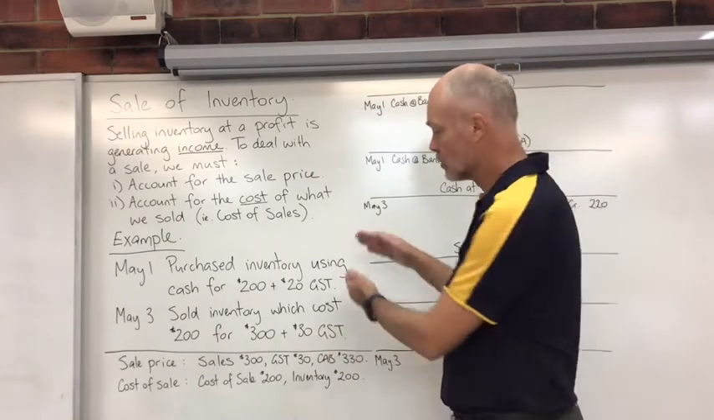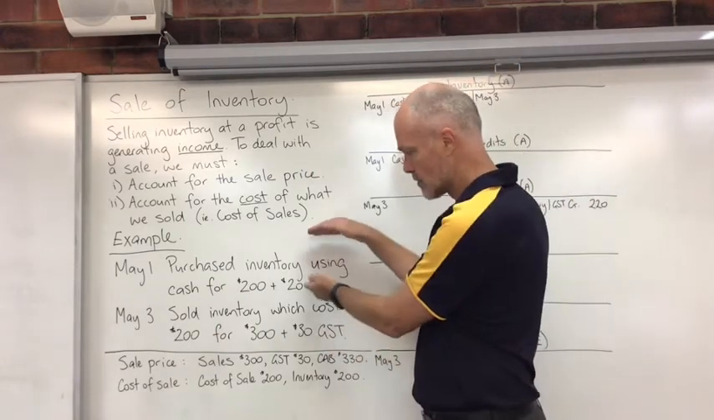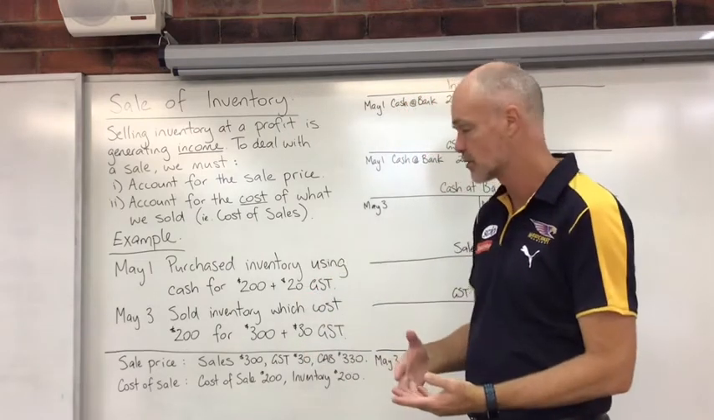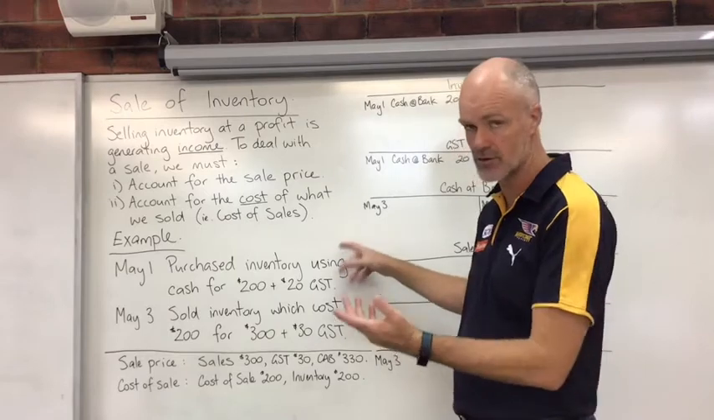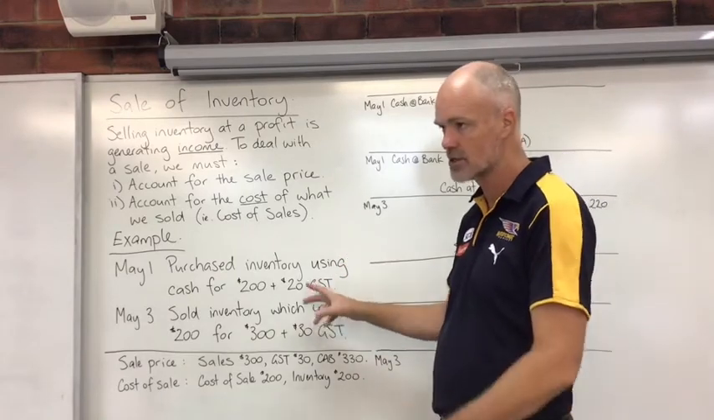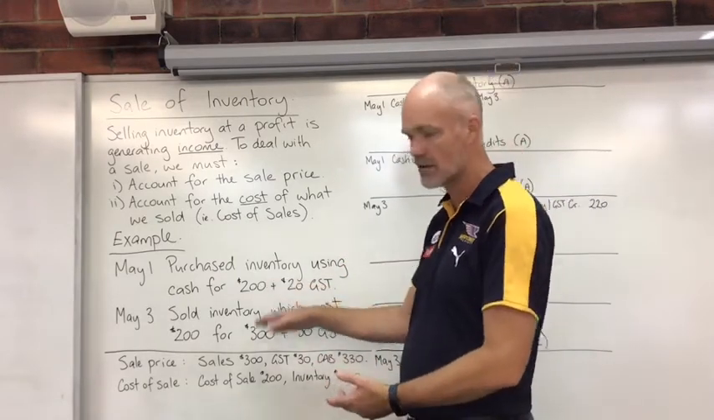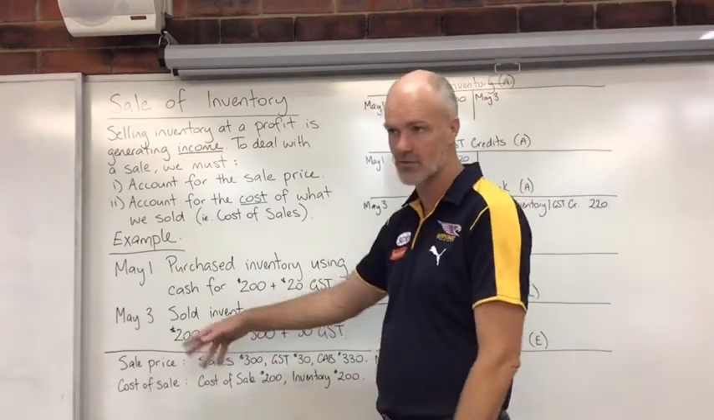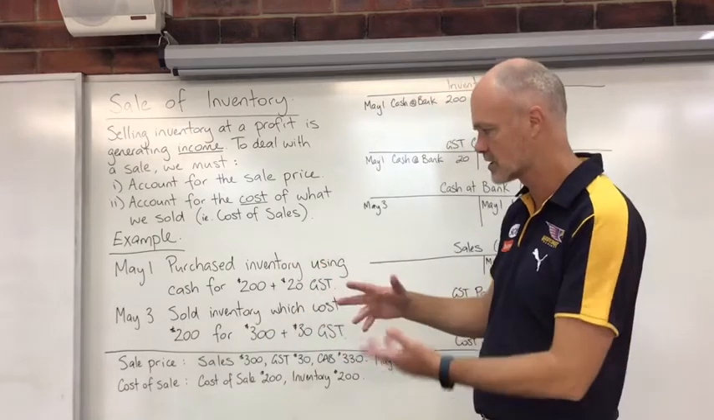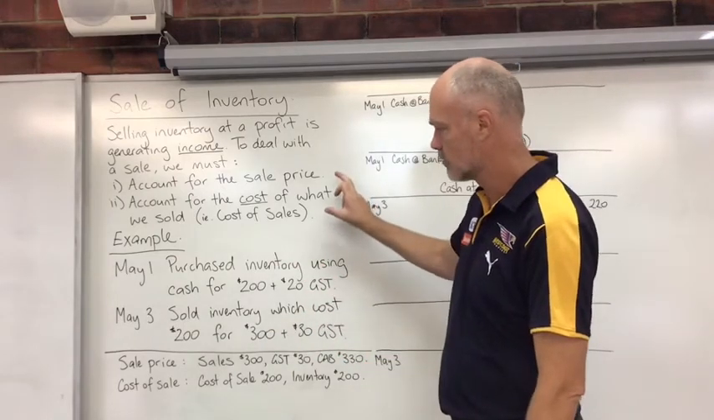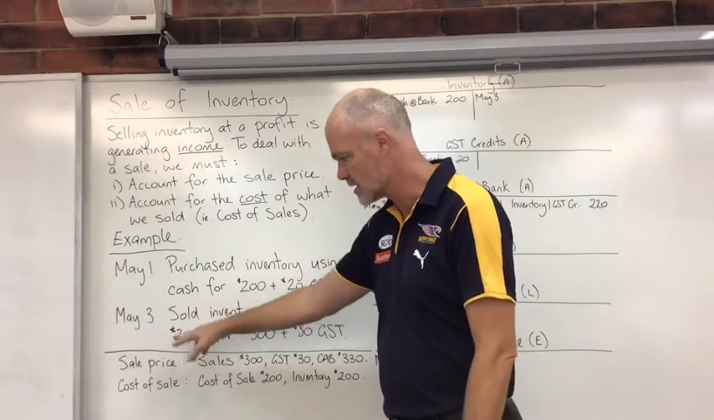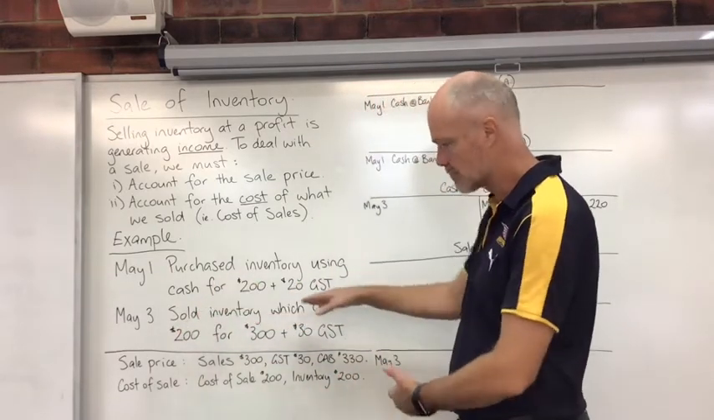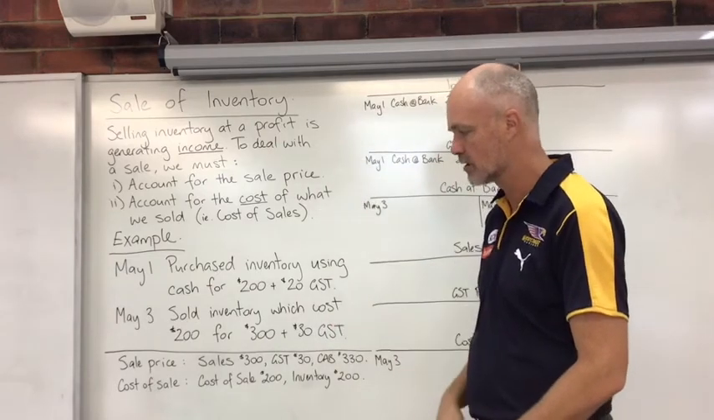Not always will we be selling the full amount of what we purchased in our sales. So a lot of the questions that you'll get are: we purchased $200 worth, and then the next transaction we sold $20 worth of that inventory for $30, and then the next transaction we sold $30 worth of that inventory for $40, etc. So the cost of what we sold is always the amount of inventory that we're selling, and then how much we sold it for is the amount of sale price.